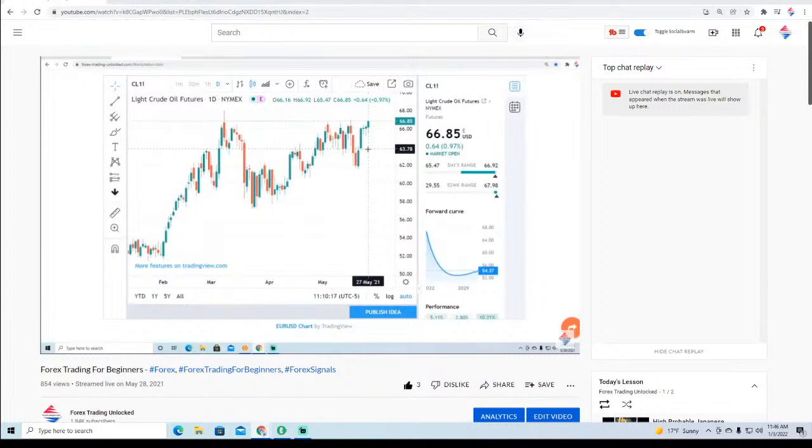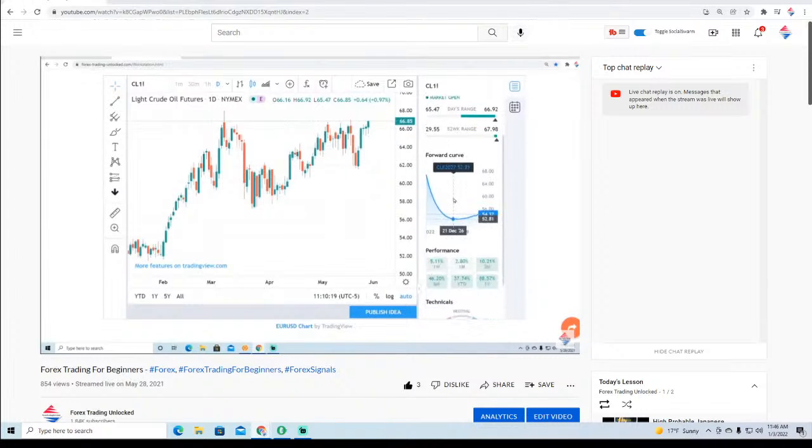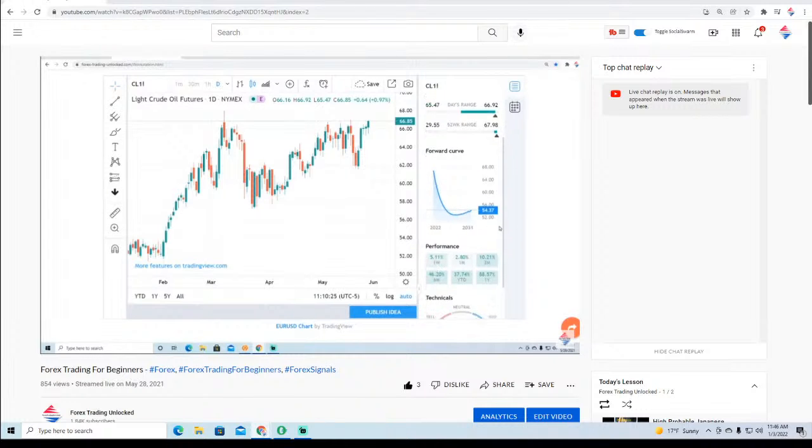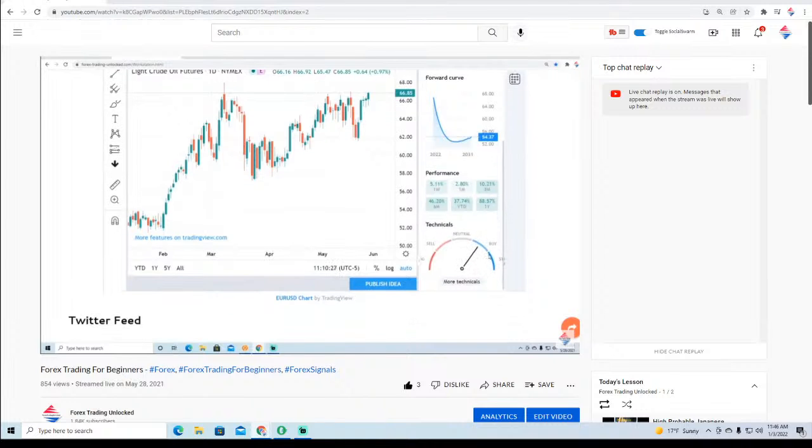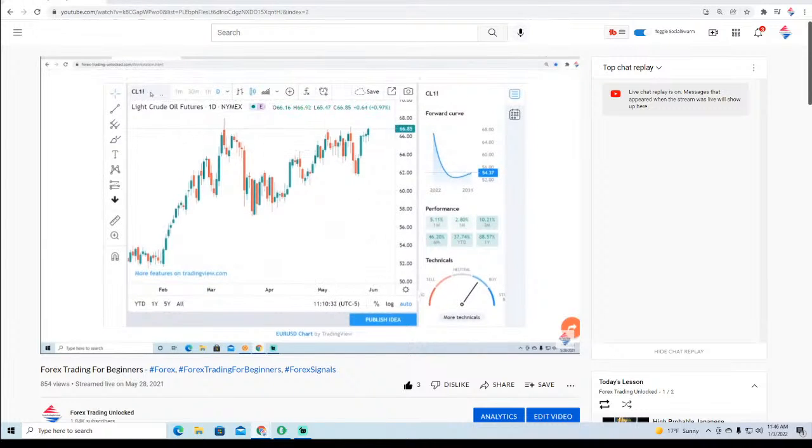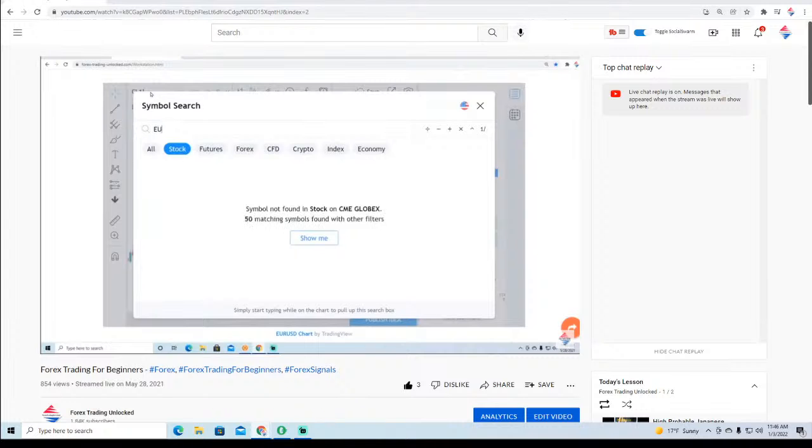And you can see, even when you pull up these different markets, it gives you the curves, it gives you performance and how it's done on a weekly and yearly basis. It has other technicals as far as whether it's in buy, neutral, and so on. These are all very useful tools that you can use.